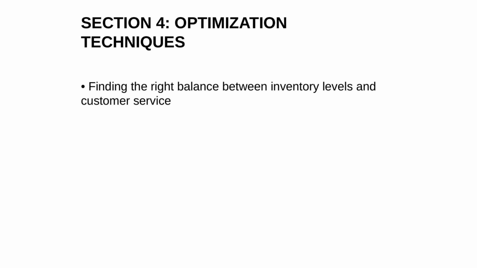Next is Section 4, Inventory Optimization Techniques. Optimization is the discipline of balancing inventory cost with customer service. The goal is not minimum inventory at any cost, but optimal inventory given service targets, uncertainty, and operational constraints.